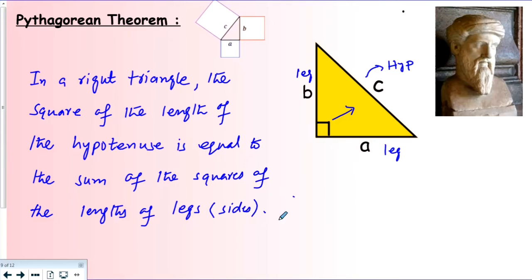Now, if we write this statement in mathematical form, then the square of the hypotenuse will always be equal to the sum of the squares of the other two sides. It is a squared plus b squared. So this is known as the Pythagorean theorem. So c squared is always equal to a squared plus b squared. We can use this theorem to solve many geometrical problems, and we can find the missing side lengths of a right triangle. So let's do some examples.